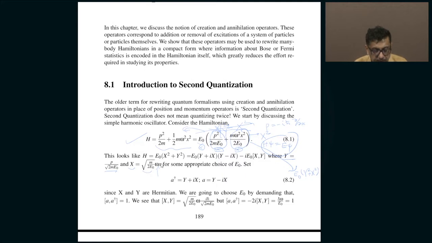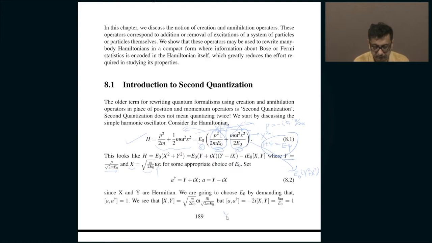So you have two Hermitian operators which are linear in position and momentum, and they are called capital Y and capital X. So now your Hamiltonian is basically E0 into Y squared plus X squared. Now I want to factorize this. Normally, if Y and X were just numbers, I could easily write Y squared plus X squared as Y plus iX into Y minus iX. But Y and X are not numbers, they are actually Hermitian operators. So I have to be a little bit more careful.